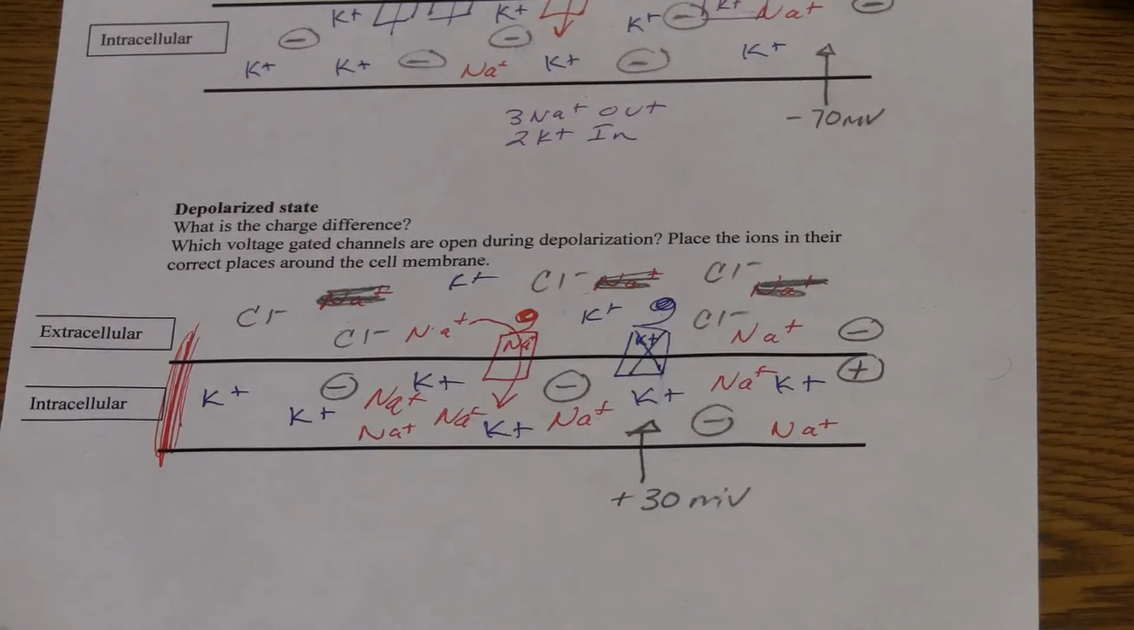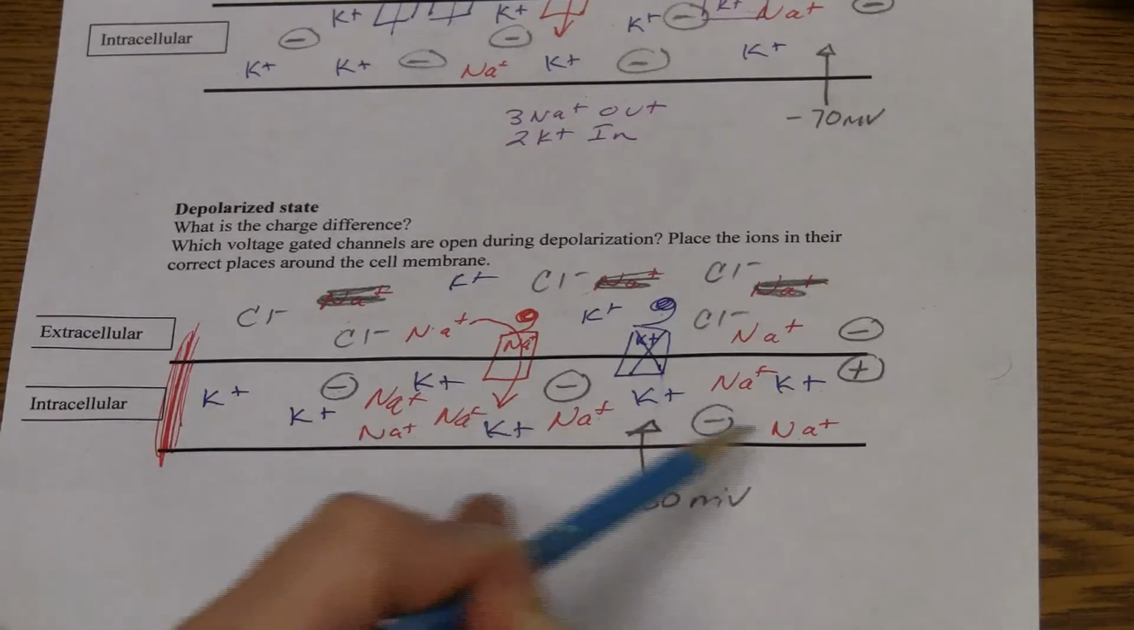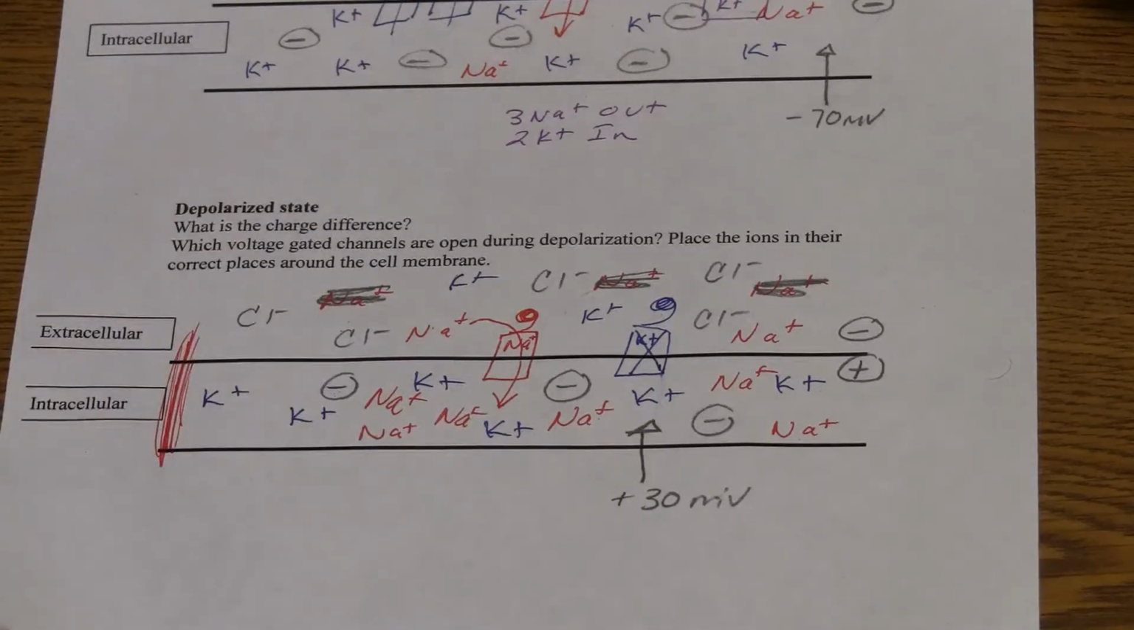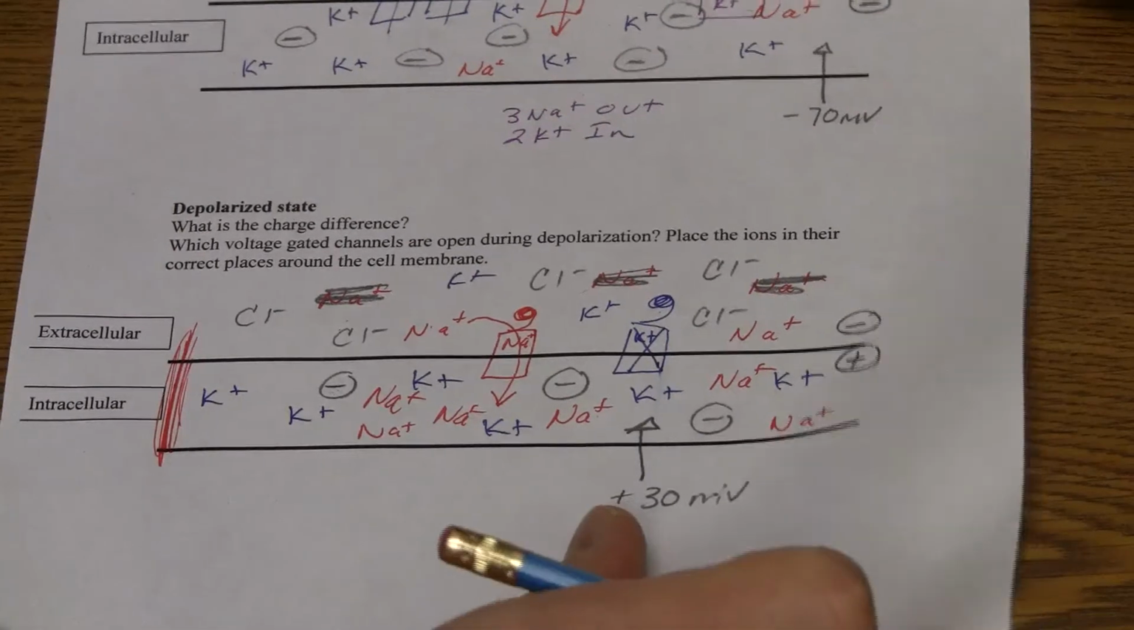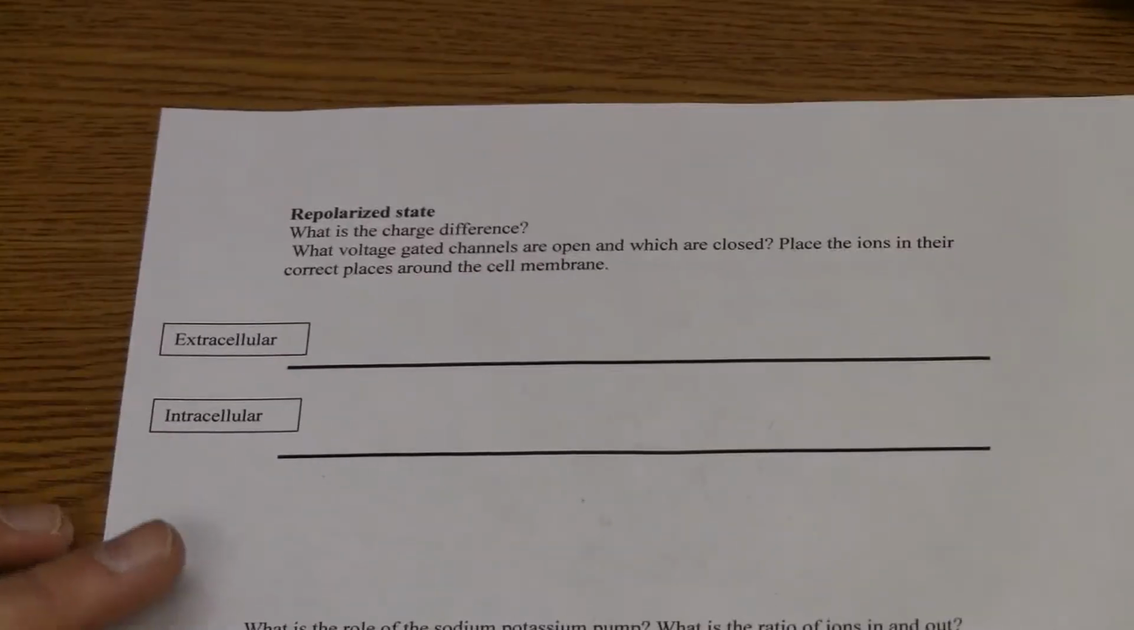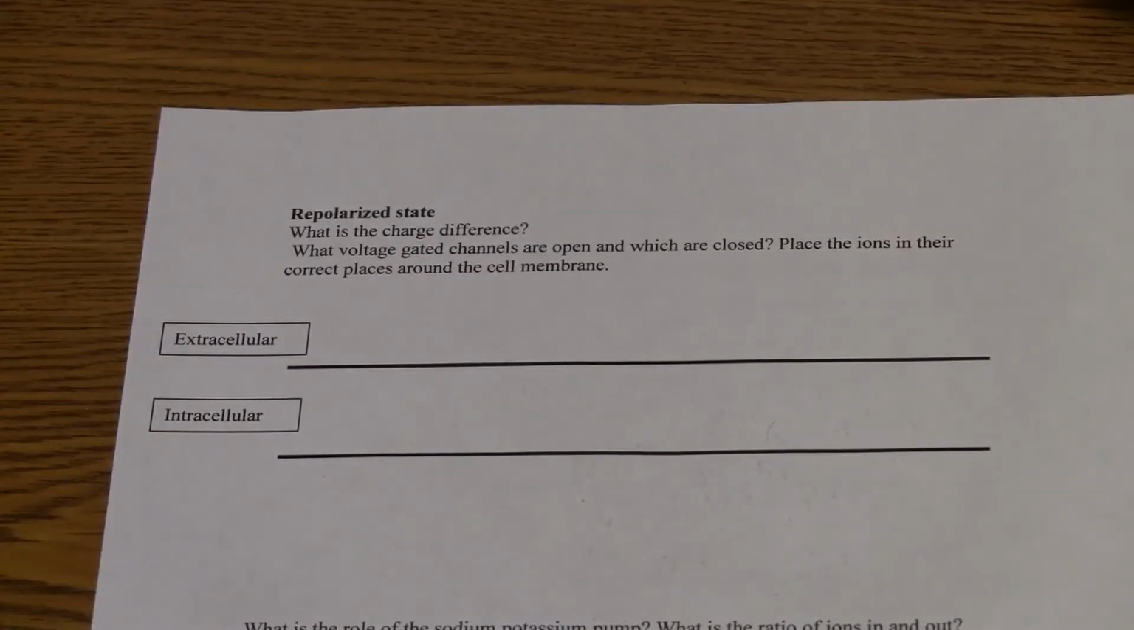Are the leak channels still open? Yes. Is the sodium-potassium pump still working? Yes. Ultimately, they are not playing a huge role in what we want to recover here. So immediately after a section of the axon goes through this phase of depolarization, what we need to do is look at our next phase, which immediately happens afterwards, which is repolarization.